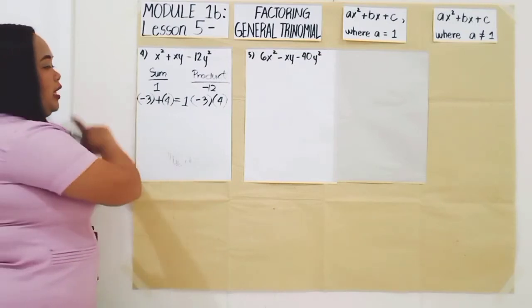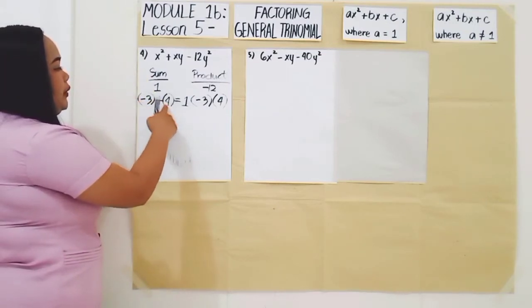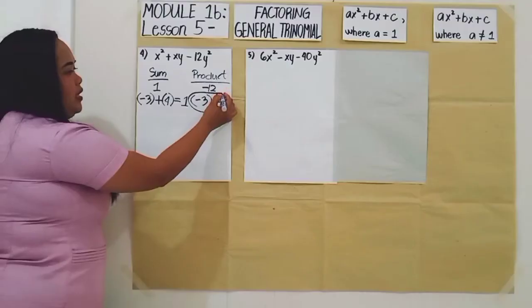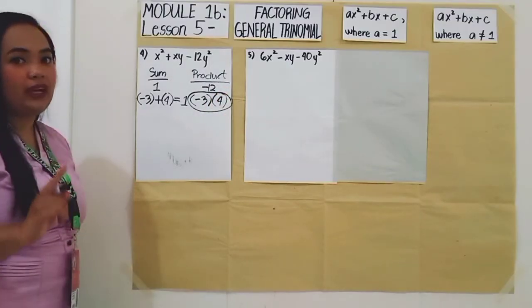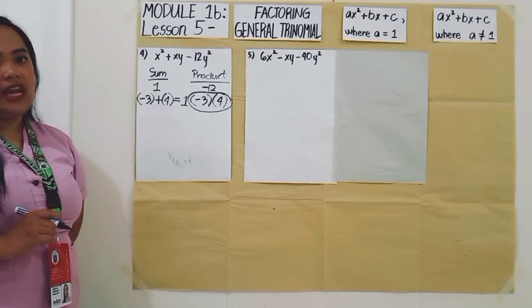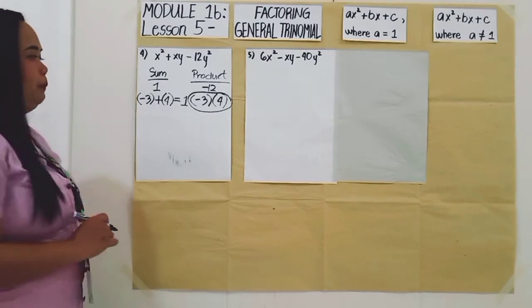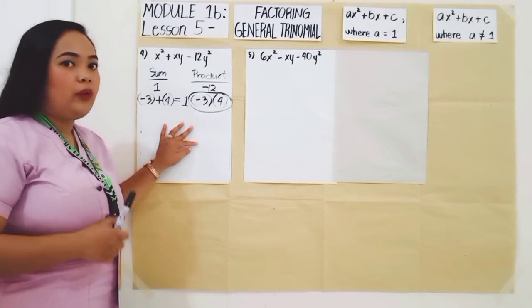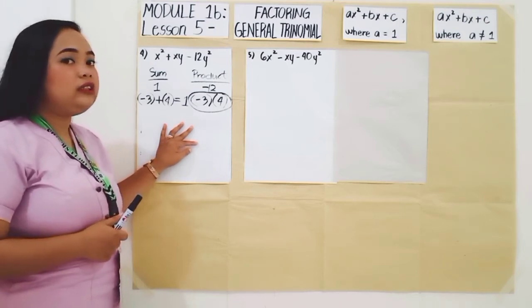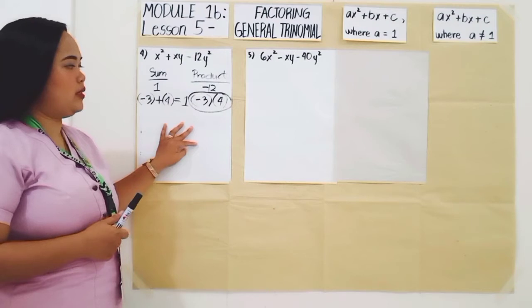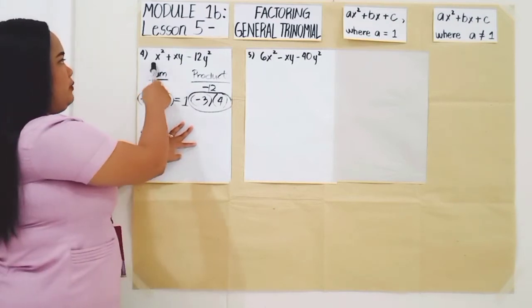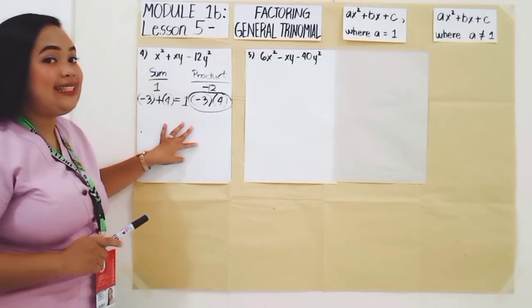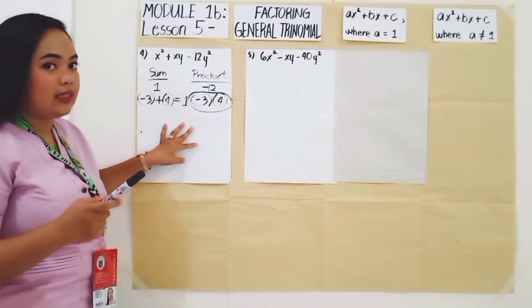Copy the sign of the higher number. So what is the higher number? Positive. These are our factors, negative 3 and positive 4. To find the factors of the given trinomial, remember that the factors consist of two binomials. And get the factors of x squared, which is x and x.